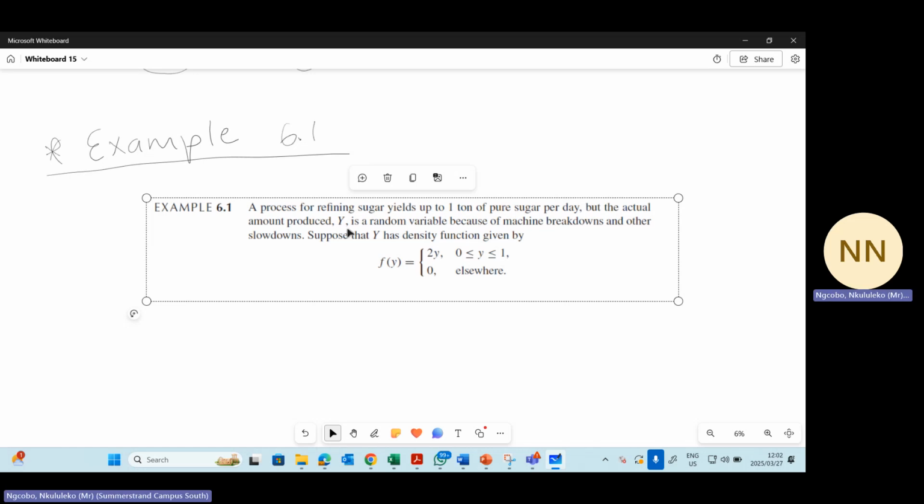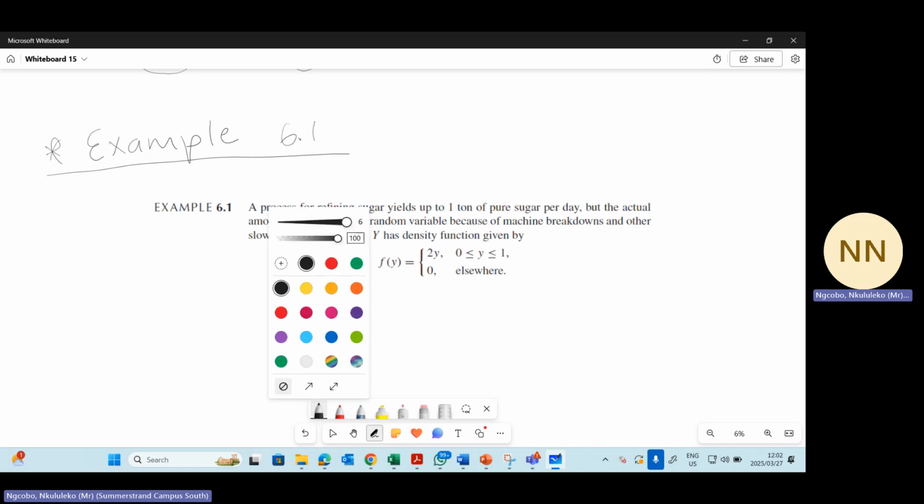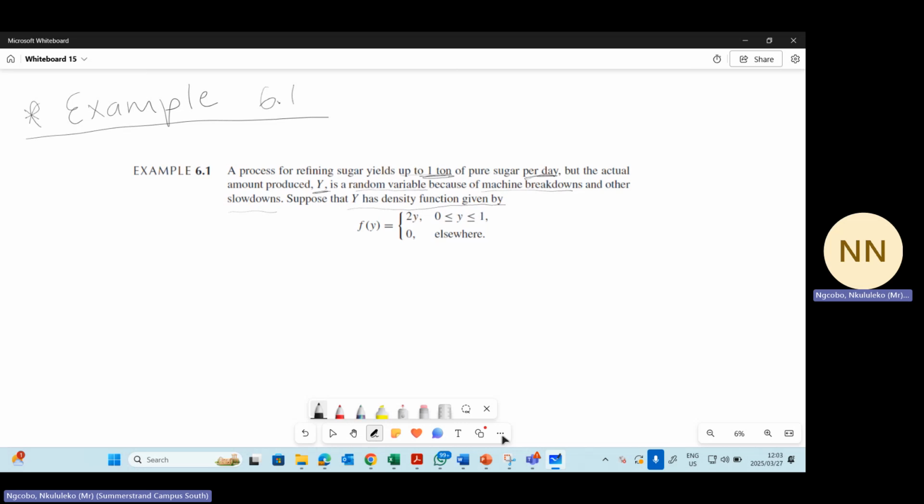A process for refining sugar yields up to 1 ton of pure sugar per day, but the actual amount produced, Y, is a random variable because the machine breaks down and at other times it slows down, right? Suppose you're given a Y density function given by this. I want you to find, so it's this.